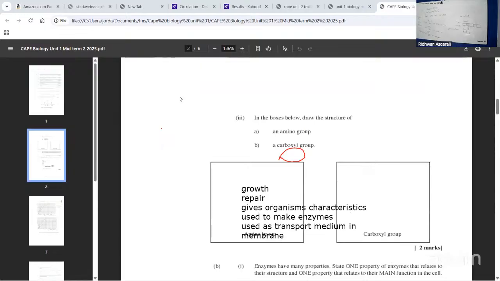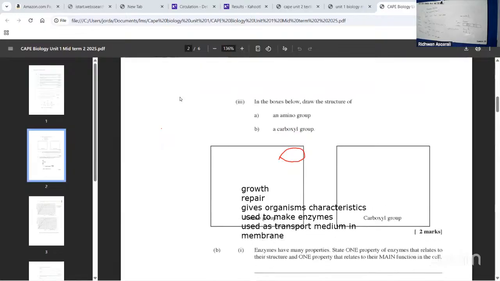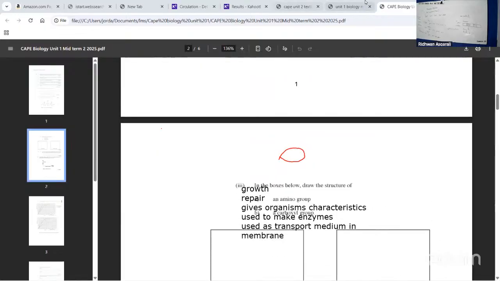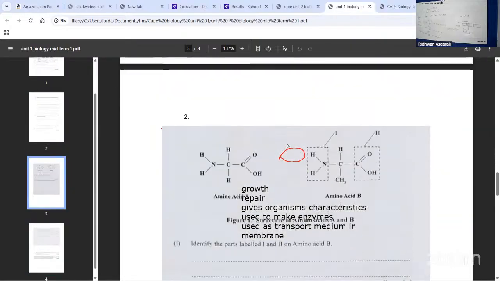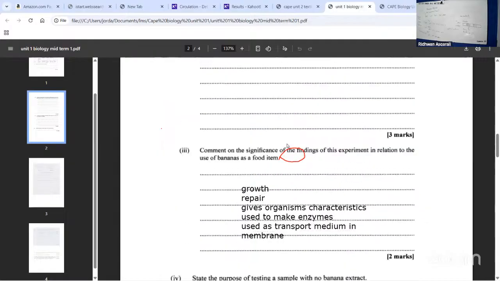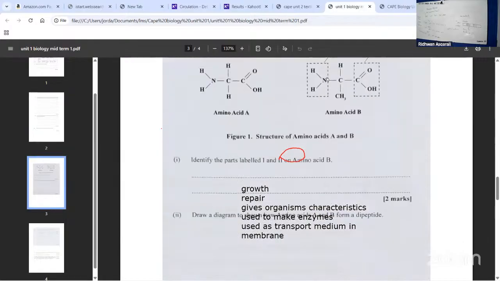All right, so in the boxes below, draw the structure of the amino group and a carboxylic group. So that's from the last question, right? That would be here. Right, so this is your amino group here, your NH2, and the carboxylic acid group will be a COOH. So when they tell you to draw that, you just draw it out in the boxes here.